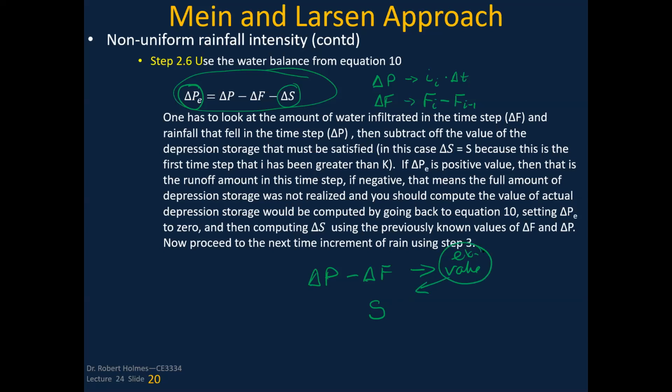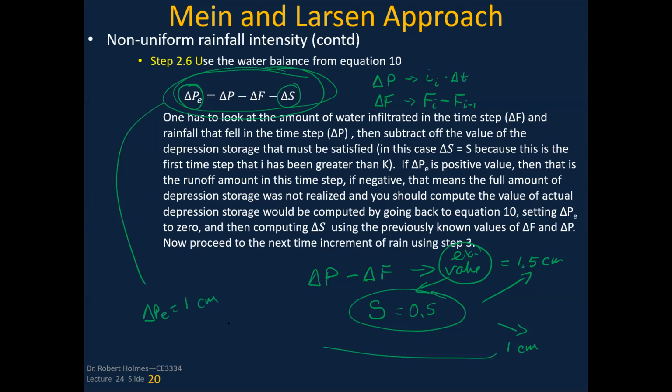Let's say, for example, that I calculate this value was 1.5 centimeters. Well, then I would look, what if my detention storage on the watershed was 0.5 centimeters. I would just basically say, okay, I've got to satisfy this. I take that out of that 1.5, which leaves me with 1 centimeter extra. Well, if I look up here at my conservation of mass equation, I know that delta PE is going to be that 1 centimeter then, right? Because that's the only thing that's left.